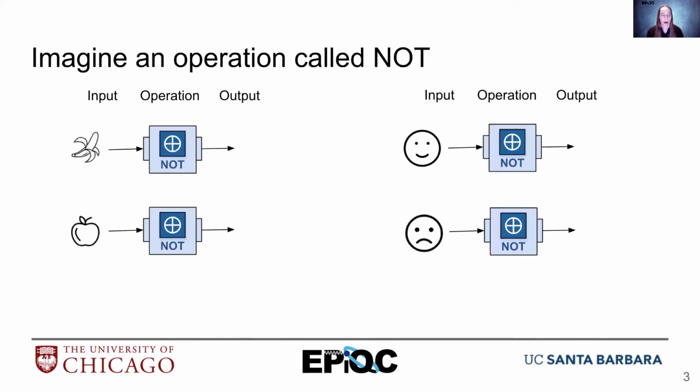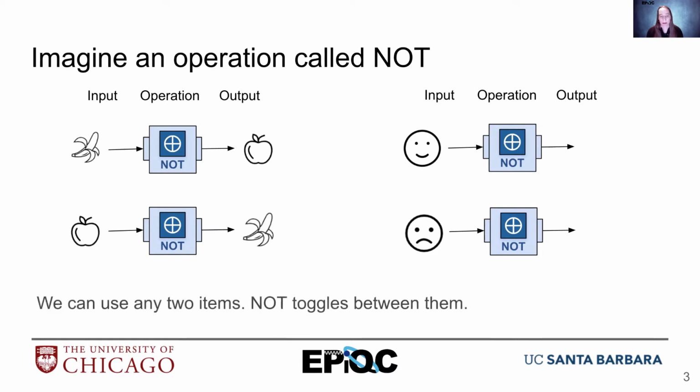Okay? All right, so let's imagine an operation we call not. And in quantum, we have 2 values. So it could be apples and bananas, it could be happy and sad. And so a not operation toggles between these 2 values. So if we had a system where we had apples and bananas, if I started with a banana and put it through a not, I would get an apple. If I started with an apple, I would get a banana. And so we could use any 2 items and the not toggles between them.